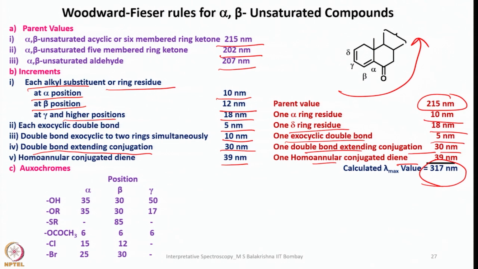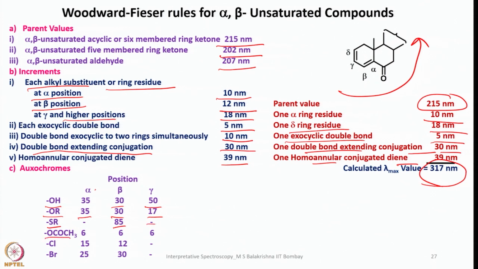So here some auxochrome values are given. For a hydroxy group at alpha position 35, beta 30, and gamma 50, and similarly for an OR group, alkoxy or aryloxy group, 35, 30, 17 respectively for alpha, beta, and gamma positions. And if we have an SR functional group, in this case what happens? Alpha nil, beta 85, and gamma nil.